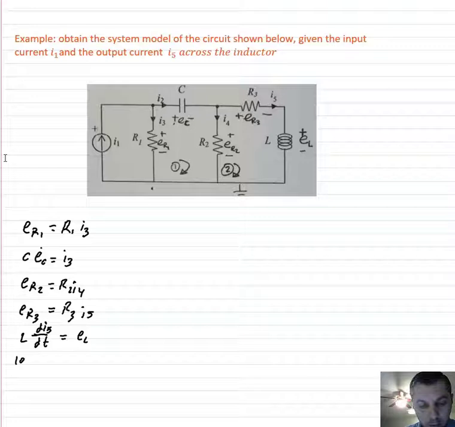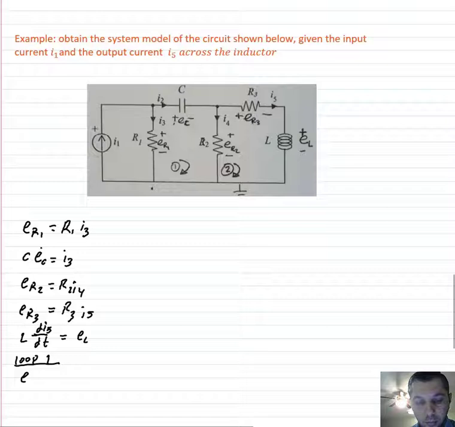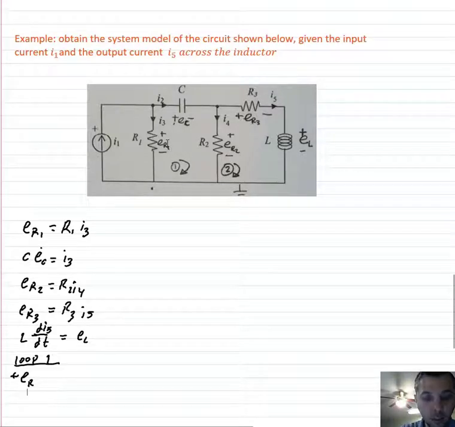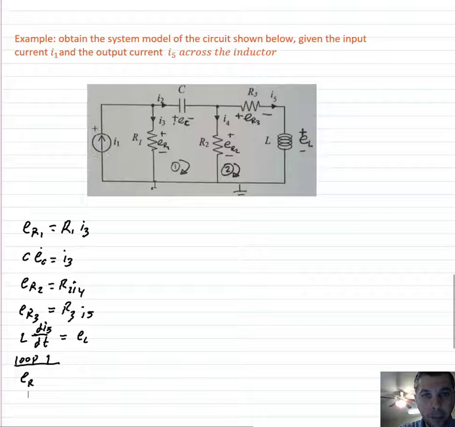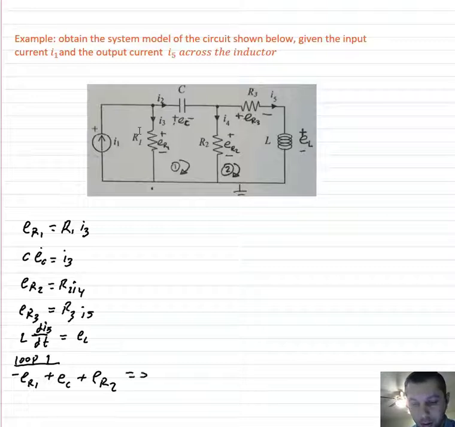And from loop 1 we have the voltages. You can see that loop 1, so we will start with the voltage at the resistor, so we have a plus ER1, and we have minus ER1, here's R1, and we have a plus E of the capacitor, and we have a plus ER2 is equal to 0.